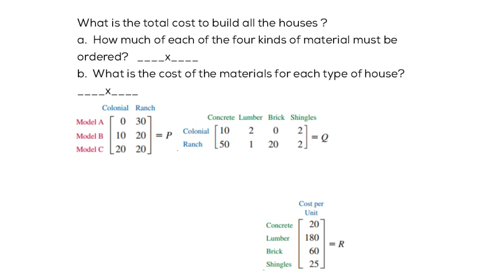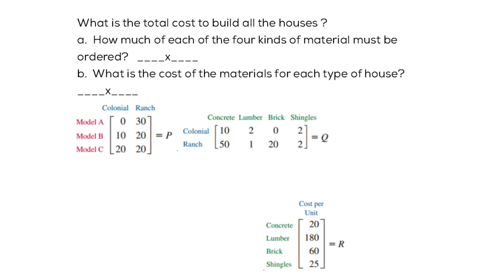And really, you don't have options because it can only be multiplied one way. This is a 3 by 2. This is a 2 by 4. So you want to multiply it in the order it's set up, because you'll figure out for model A houses, this is how much concrete is needed. For model B houses, you'll see this is how much lumber is needed, and so forth.